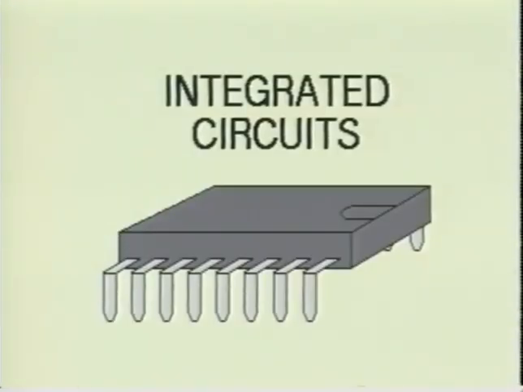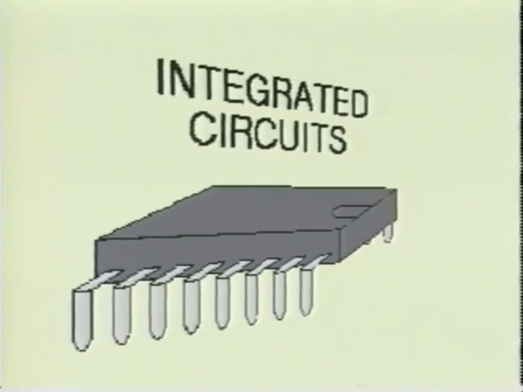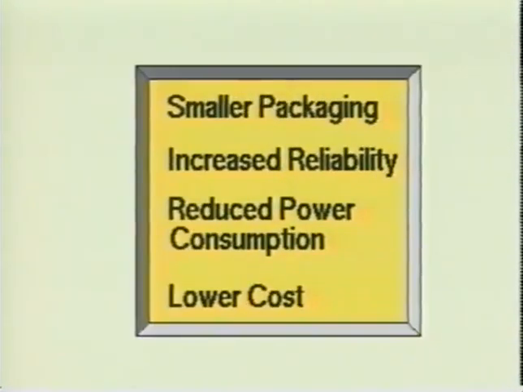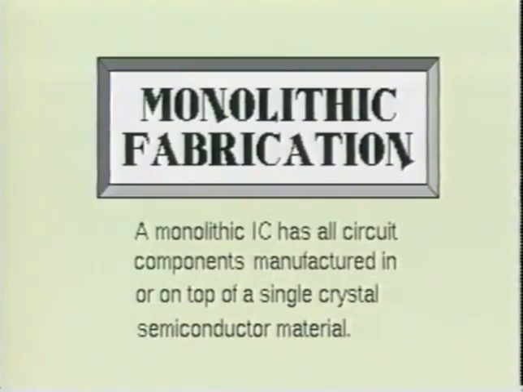Now that you have seen how various semiconductor devices operate, we will examine a simple integrated circuit. Integrated circuits are nothing more than a combination of interconnected circuit elements designed to perform a given task. The integrated circuit provides many advantages, some of which are smaller packaging, increased reliability, reduced power consumption, and lower cost. A method referred to as monolithic fabrication is used to mass produce many of today's ICs.